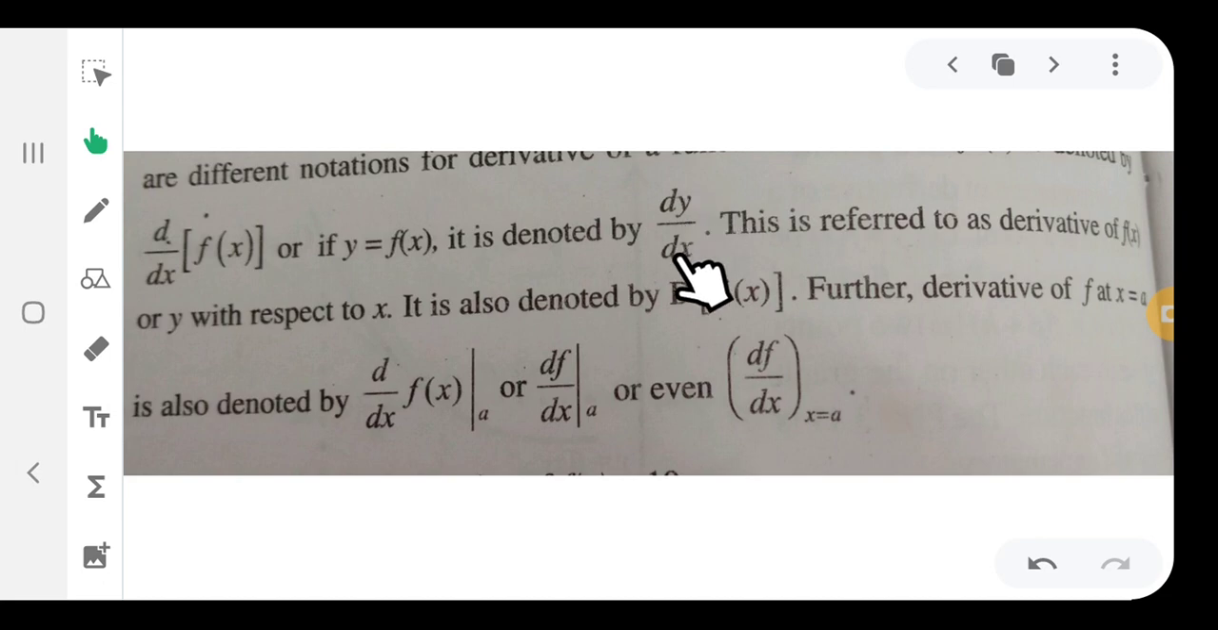dy by dx means this is not a division, it is an operator. dy by dx is the derivative of y with respect to x. This is referred to as the derivative of f of x or y with respect to x and is denoted by capital D of f of x. Further, the derivative of f at x is denoted by d by dx of f of x.